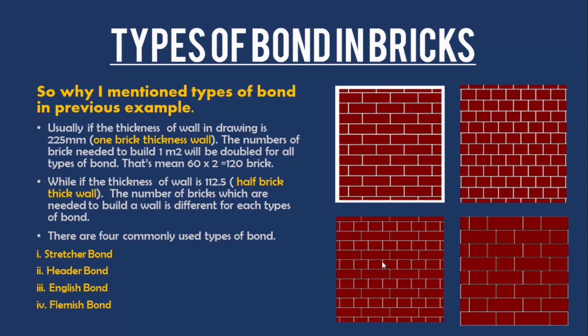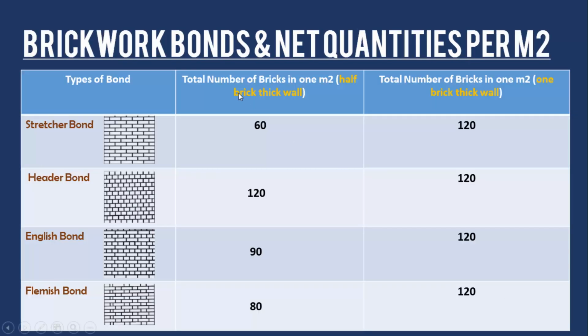Now let's talk about the types of bond commonly used in building a wall. There are 4 types of bond. The first one is stretcher, the second one is header, the third one is English, and the fourth one is Flemish.